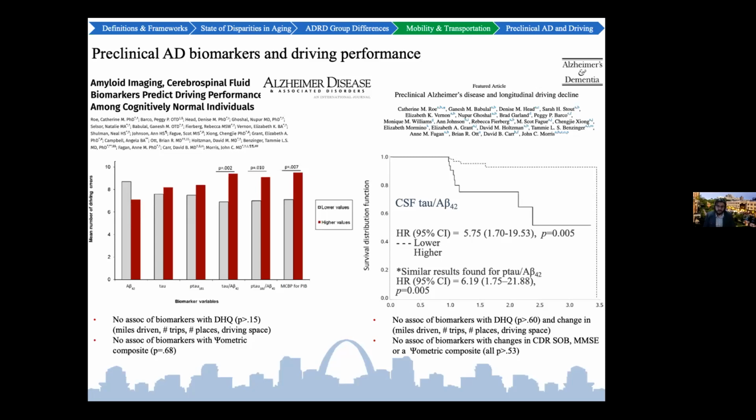And in the study to the right, we found that higher values of CSF biomarkers, again, both T ratio and P ratio, actually predicted a much faster time to marginal or fail rating on the road test. And as you can see, the hazard ratios are roughly from 5 to 6, which is quite significant, especially for a population that is slated to be cognitively normal. Similar to the prior study, there was no difference with respect to driving behavior, self-reported driving behavior, or on a neuropsychological composite.